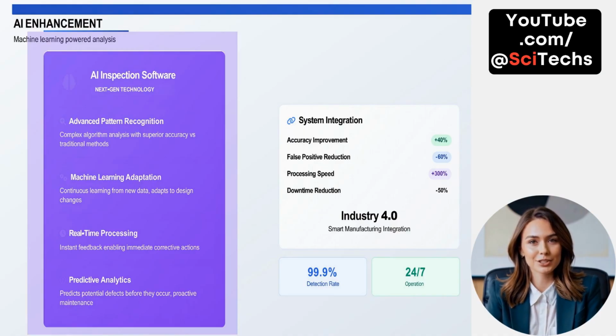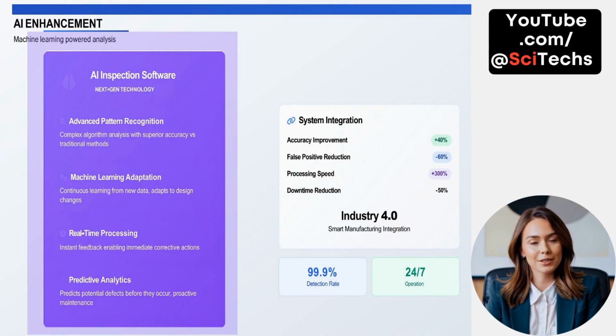Advanced pattern recognition uses complex algorithms that outperform traditional inspection methods in both speed and accuracy. These AI systems can identify subtle patterns and anomalies that might be missed by manual or conventional digital inspection techniques. Machine learning adaptation allows the system to continuously evolve, learning from new data and adapting to design changes automatically. This makes the inspection process more resilient and responsive to shifting manufacturing needs.